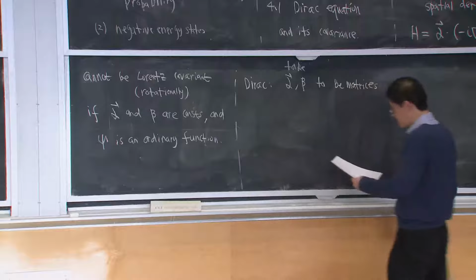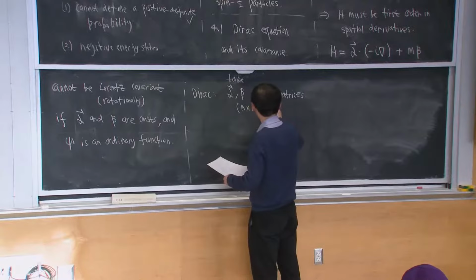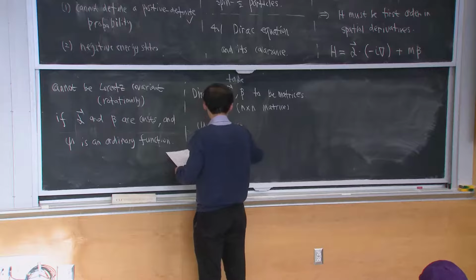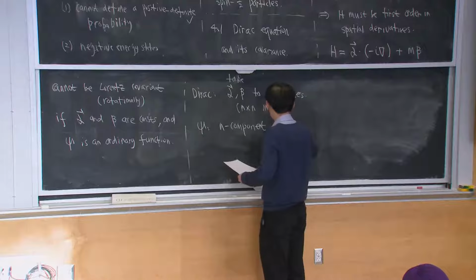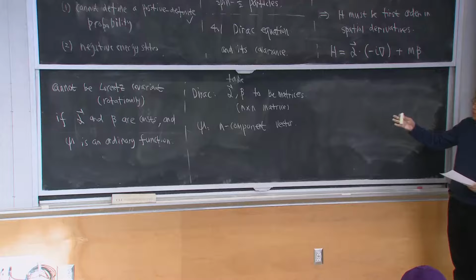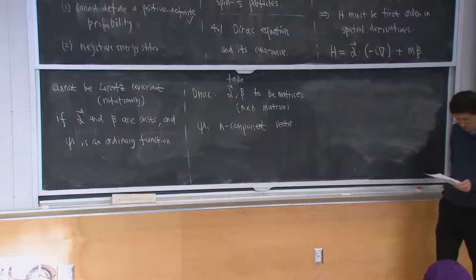Okay. And then, let's say they are n by n matrices. In order for that equation to make sense, psi has to be an n-component vector. Even for some people to come up with this idea, you would not imagine this will work. You just say, oh, this will be a mass. But somehow he made it work. So we will see how to make this work.